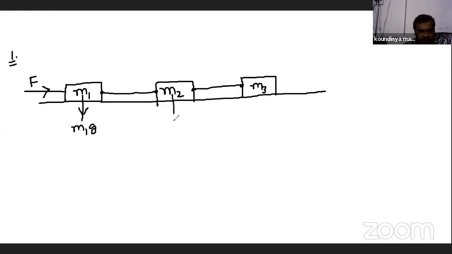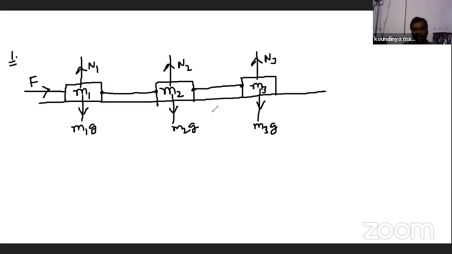M1g, M2g, and then M3g. Okay, normal forces, that is N3, N2 and N1. So we'll have the acceleration along the direction of the force applied. Here we are having the force applied like this.